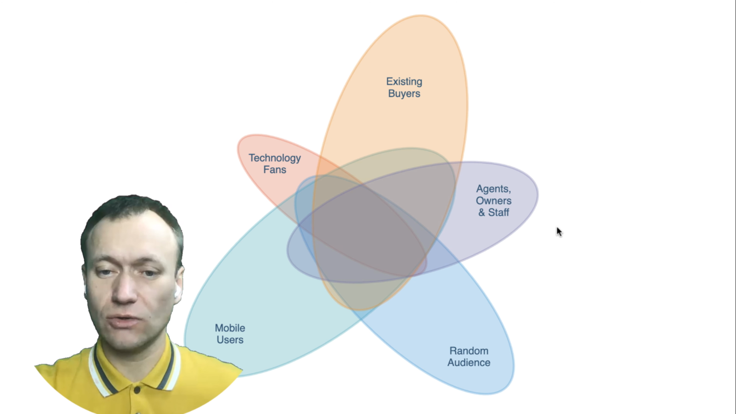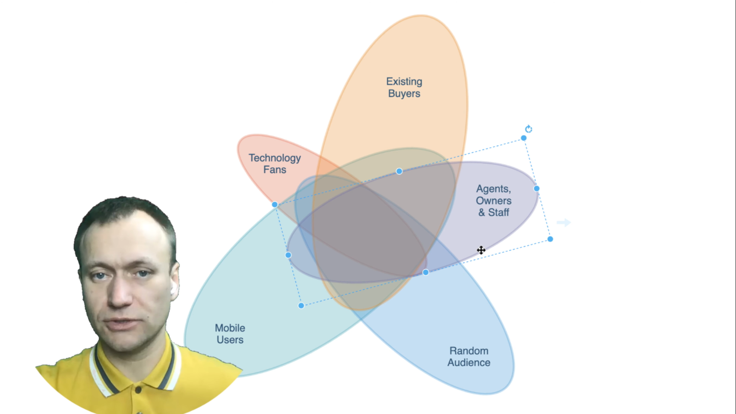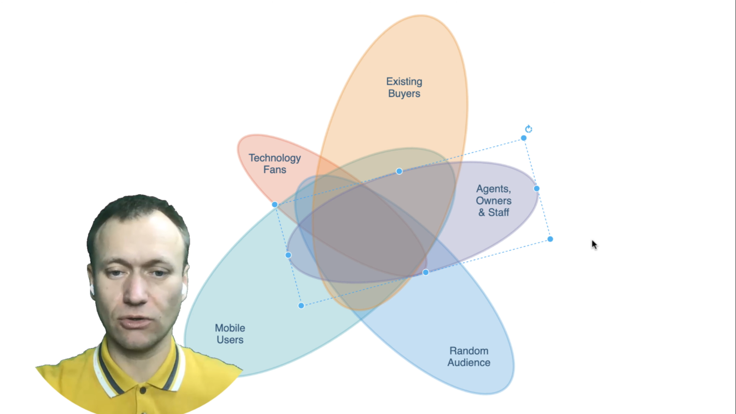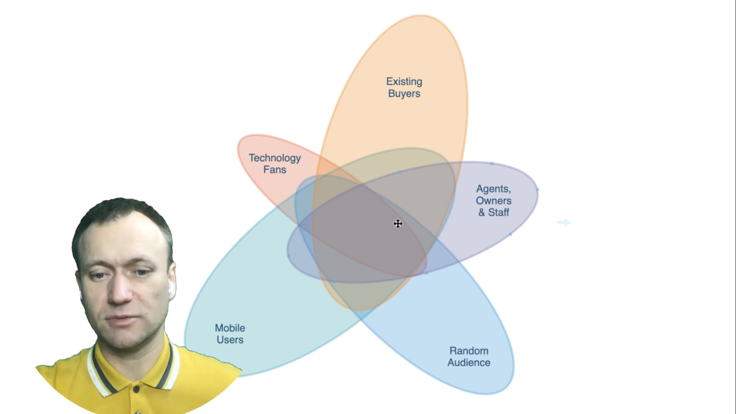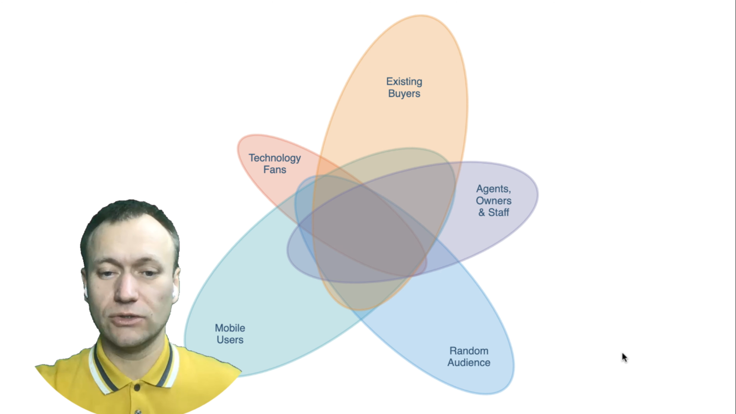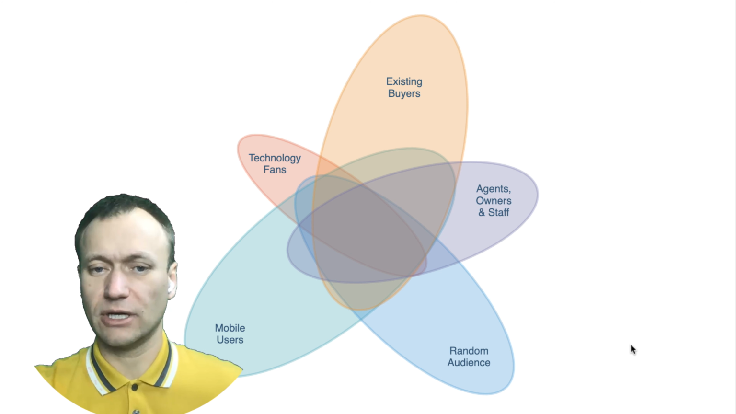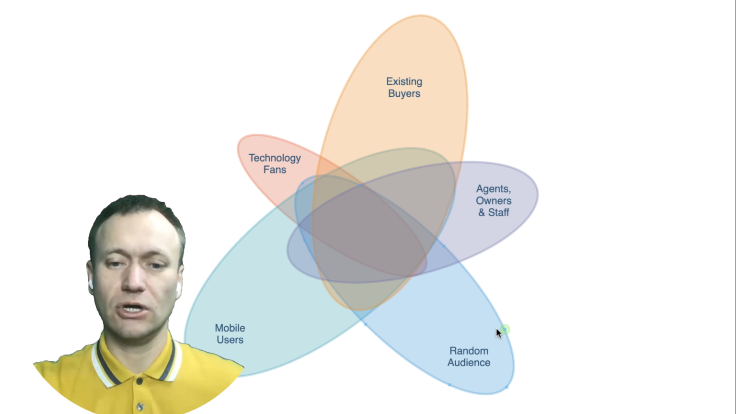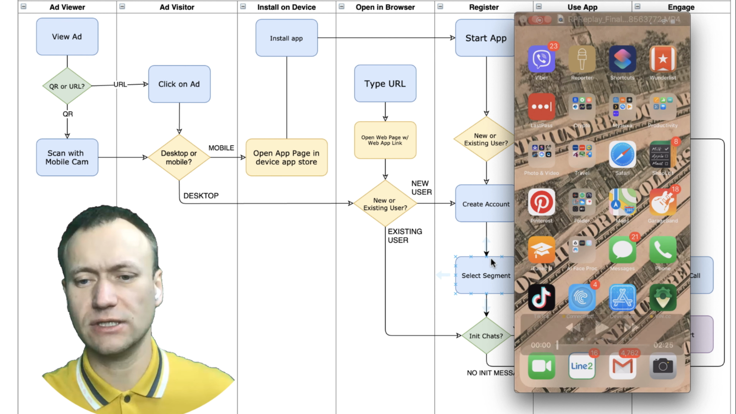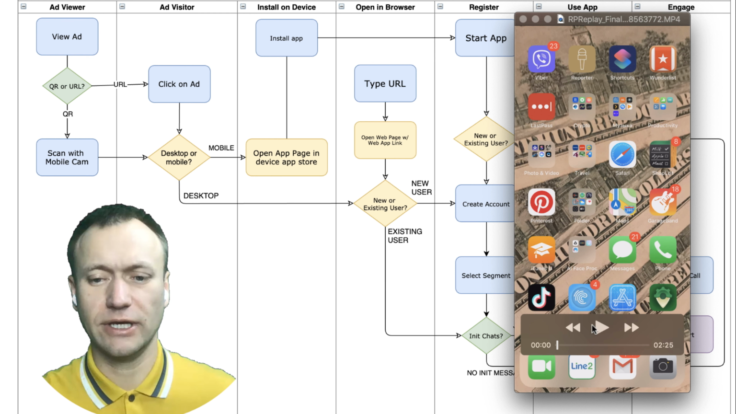Now, agents, owners, and staff are the people who are most interested in using the app every day. So they're really your core audience. And so they make up most of the app users actually in terms of engagement. If you look at a random audience, there's going to be a lot of people who are just going to be randomly downloading the app and uninstalling it. They're going to be causing your uninstall rate. That's no big deal.